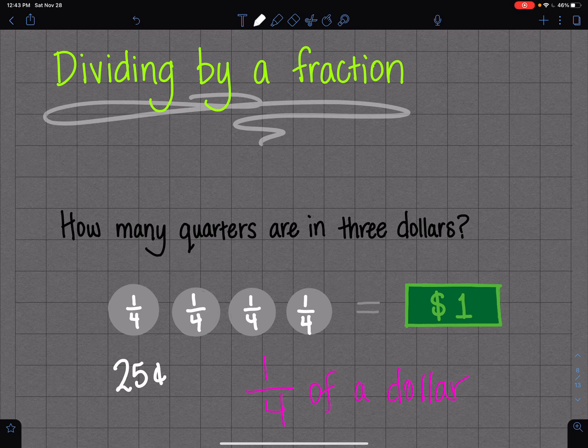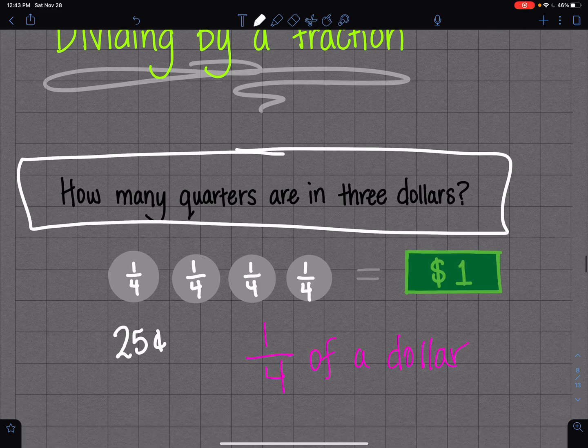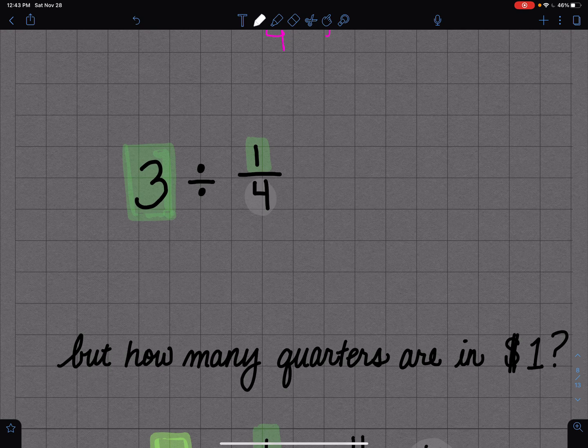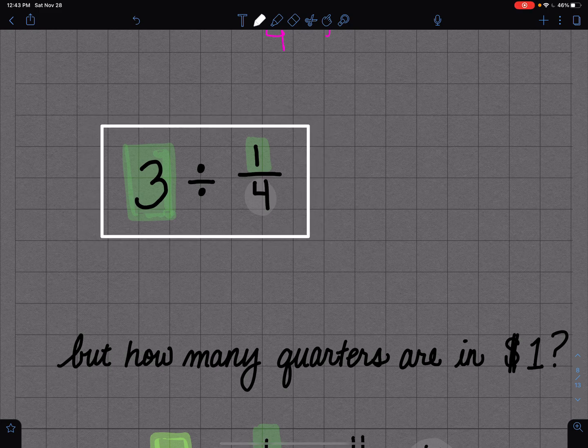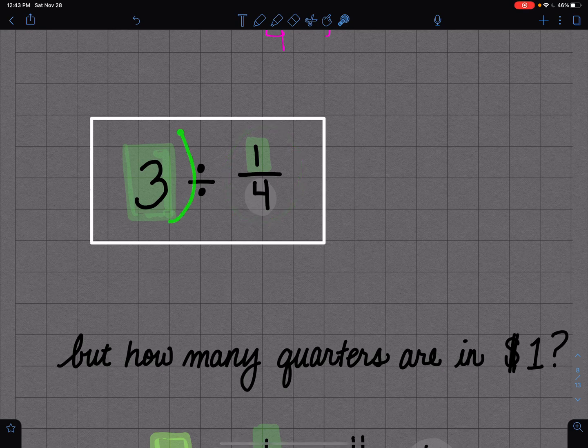So to figure out this problem, how many quarters are in $3, the first thing we're going to do is figure out how many quarters are in $1. Okay? Because the problem of how many quarters are in $3 would be written like this: $3 divided by 1/4, because it's basically asking how many quarters, and this is a quarter, are in $3. So you would say $3 divided by 1/4. But we haven't learned how to divide fractions like that yet.